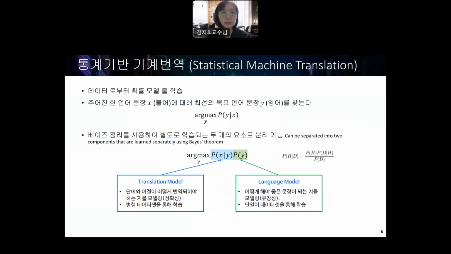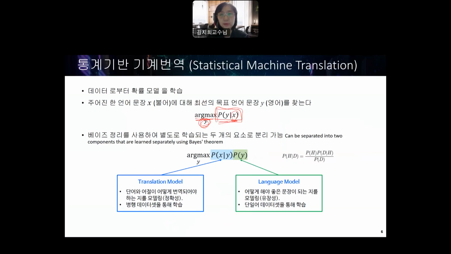It's basically learning statistical models from data. For instance, given French sentences, let's say X means French, and let's say Y is the English sentence corresponding to that sentence. What we're trying to find is, given X, a particular French sentence, what is the Y that maximizes this probability? There is the argmax. Whatever the Y is, it should maximize the probability of this mapping.